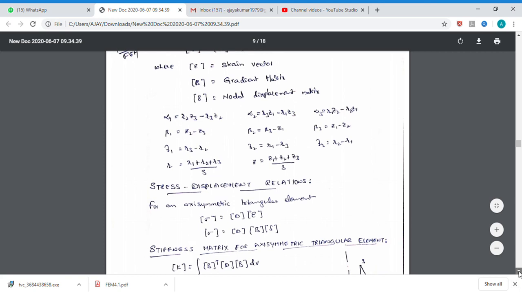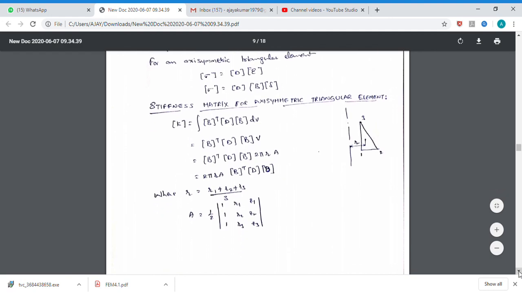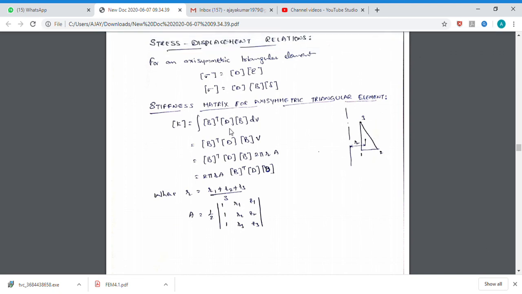Now, one more important small derivation is the stiffness matrix for the axisymmetric triangle element. From the first unit itself, we derived the stiffness matrix relation, K, using the potential energy method, as the integral of B transpose D B dV. Here D is the stress-strain relationship matrix, or constitutive matrix, and B is the gradient matrix. dV is the volume, so K is B transpose D B into volume.